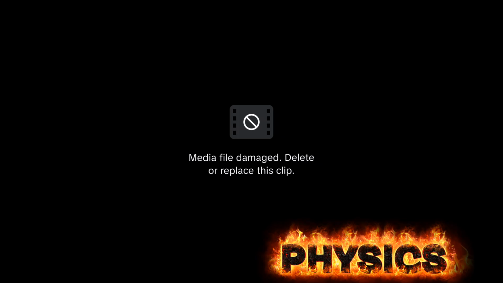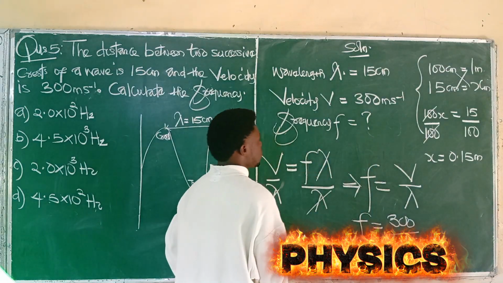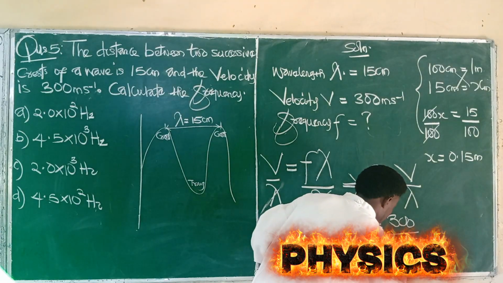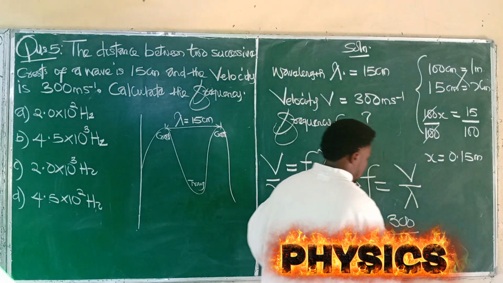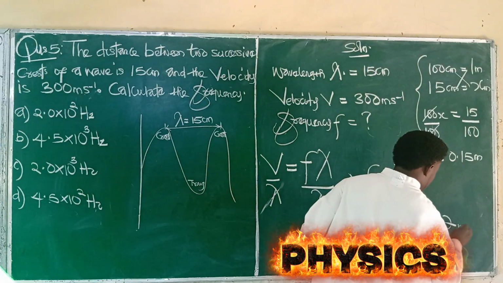So let's convert this into this method. F is equal to 2000, which is the same as 2 times 10 raised to the power of, how many zeros do we have here? 3. 1, 2, 3. Raised to the power of 3 hertz. That is the correct answer. So the correct option on the board is option C. Option C is the right answer.